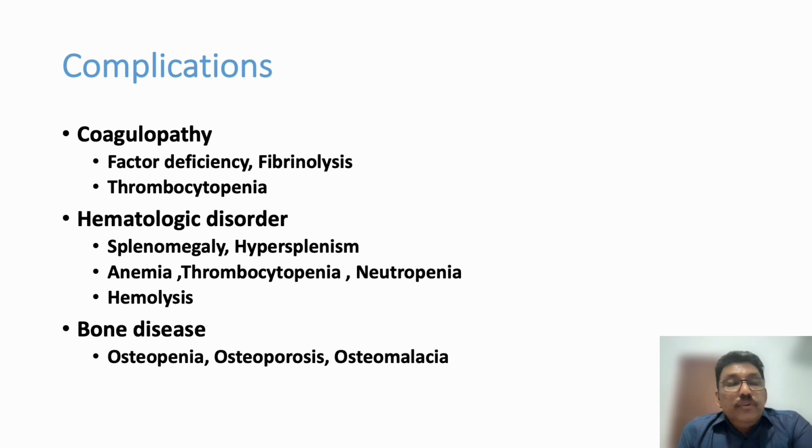Thrombocytopenia is classically seen due to splenomegaly and portal hypertension. Among hematological disorders, many patients can have splenomegaly and hypersplenism, so the spleen is palpable, with anemia, thrombocytopenia, neutropenia, that all lead to complications like weakness, dyspnea on exertion, pulmonary edema, bleeding tendencies, infections. Hemolysis can occur in many patients, so they can have megaloblastic anemia. B12 deficiency also can coexist with this type of disease. Osteopenia, osteoporosis, osteomalacia are all common in this type of disease.